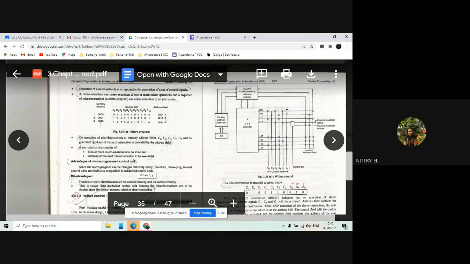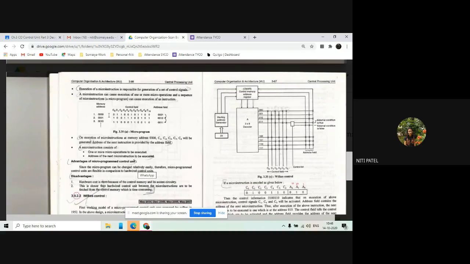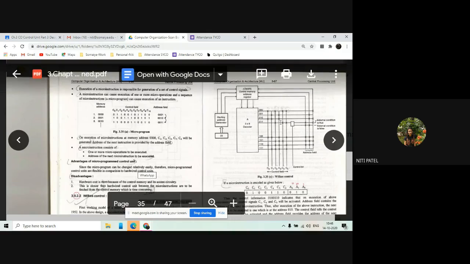So what does that mean? For the memory address 0000, which control signals are activated? Control signal number 0, control signal number 2, control signal number 4 and control signal number 5. Okay. Which is the address field? Address field is marked with some number for the first line. Okay. Now what is this checked?